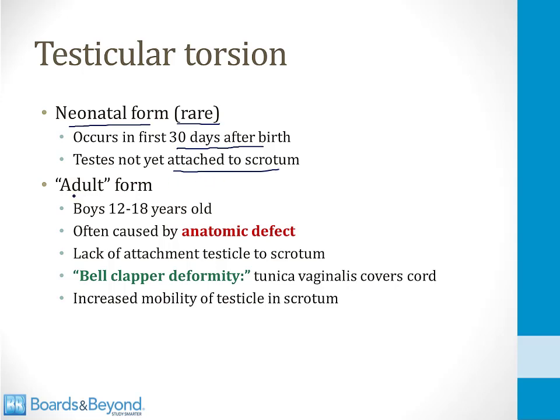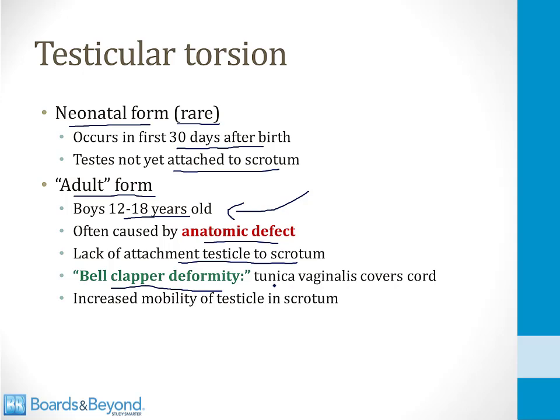The more common type is the adult form, which happens in boys 12 to 18 years of age. And the reason it happens in this age group is because these boys are going through puberty and their testes are growing in size, and that sets them up, if they have the right anatomy, to develop torsion. These boys who develop this problem usually have an anatomic defect where the testicle is not attached to the scrotum. The defect they most commonly have is called a bell-clapper deformity.